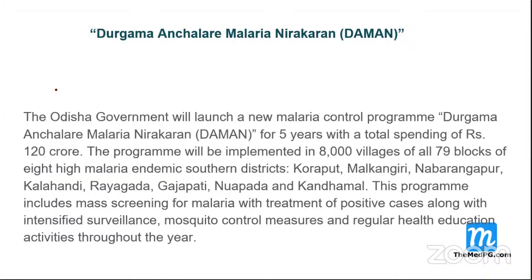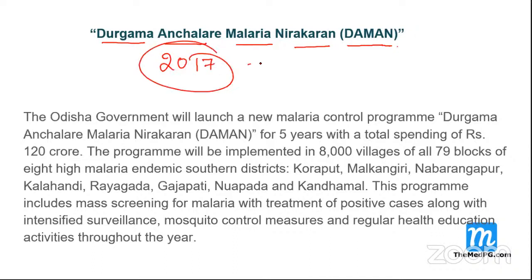The full form is Durgama Anchale Malaria Nirakaran program. It was launched somewhere in the year 2017 in the state of Orissa. This program has been planned for 5 years, and the government has given a total budget of 120 crore, and it has been implemented in nearly 8,000 villages of Orissa. And it is taken care of by what? It is a program under the National Vector Borne Disease Control Program.